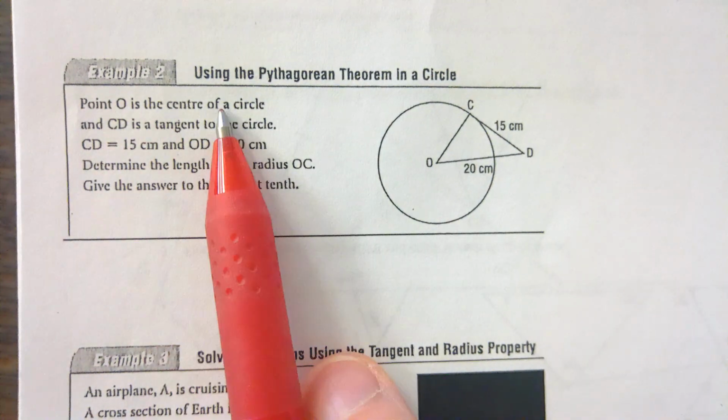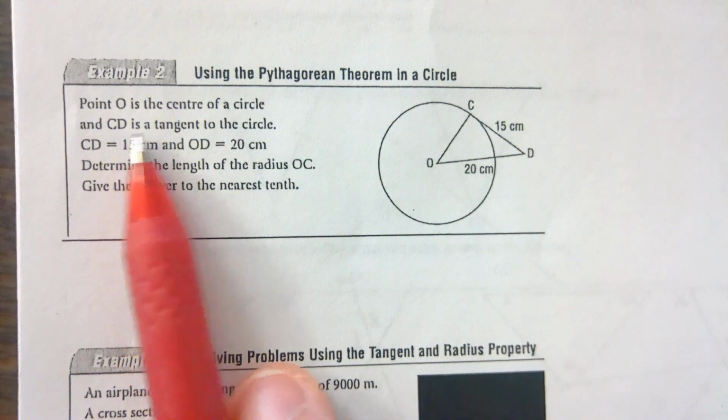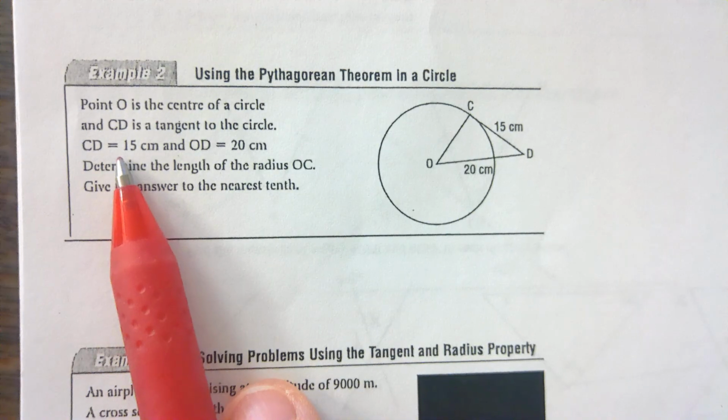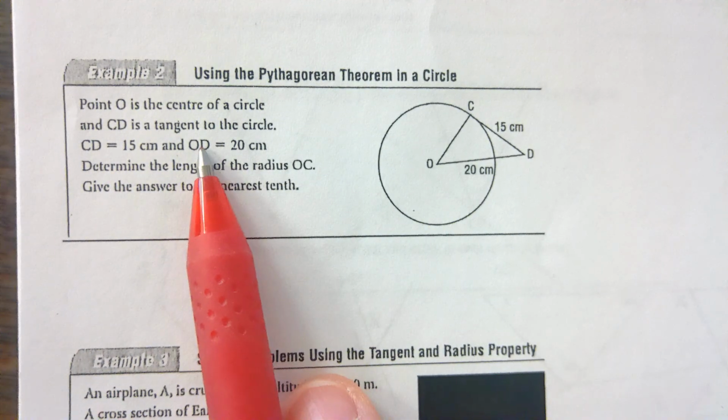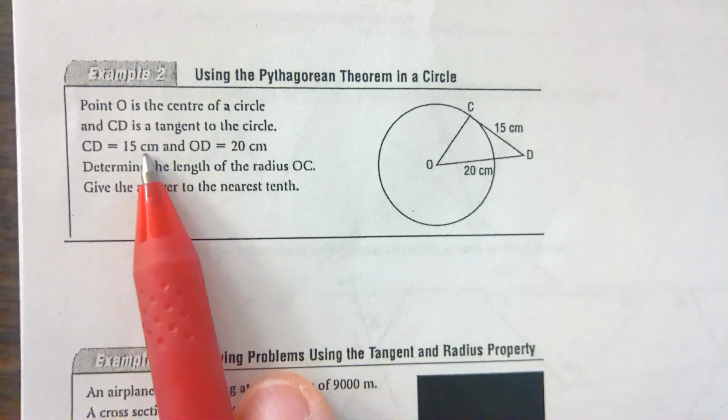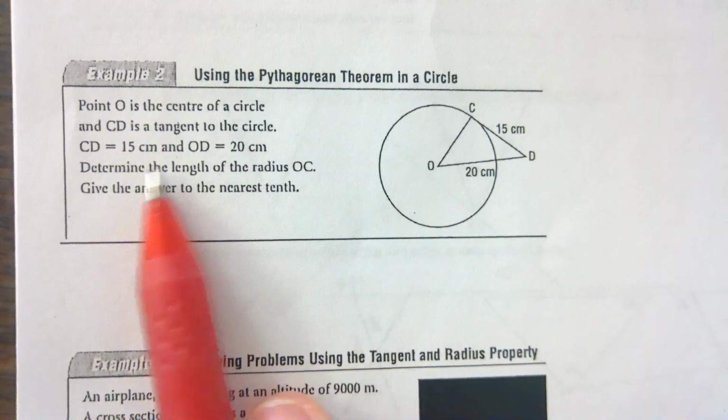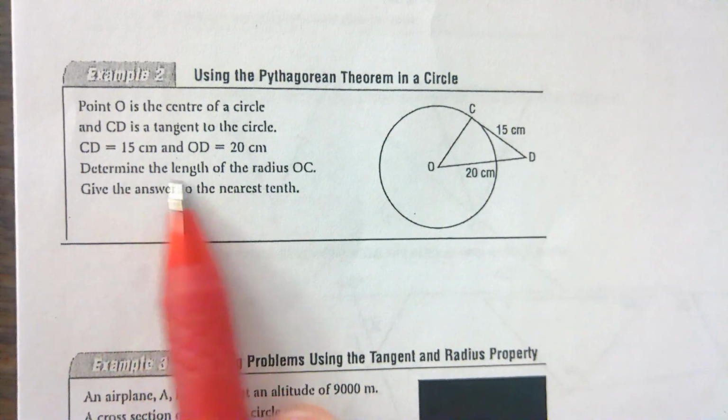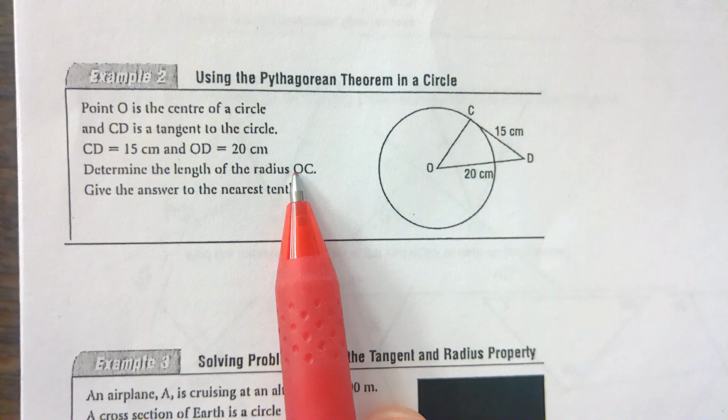Example 2. The point O is the center of the circle, CD is the tangent. If CD is 15 and OD is 20, are we talking about angles here? No, we're talking about the length. Good. Determine the length of the radius.